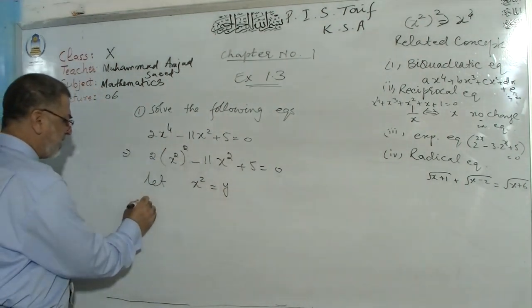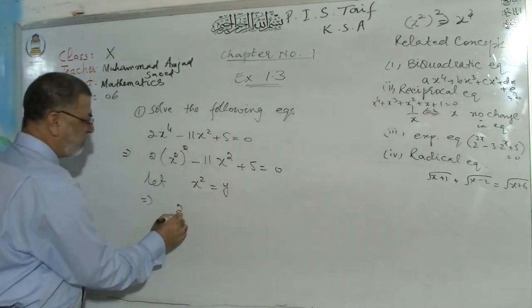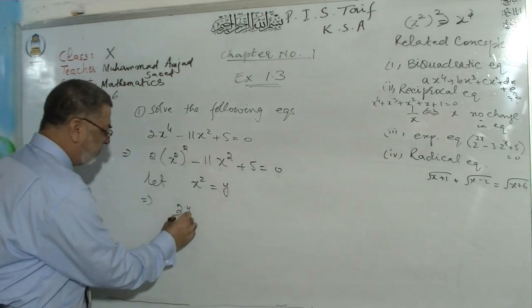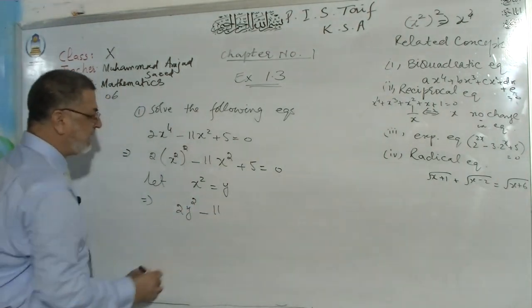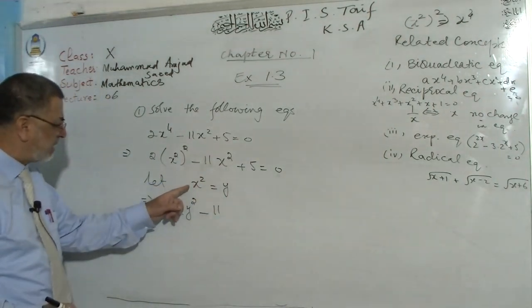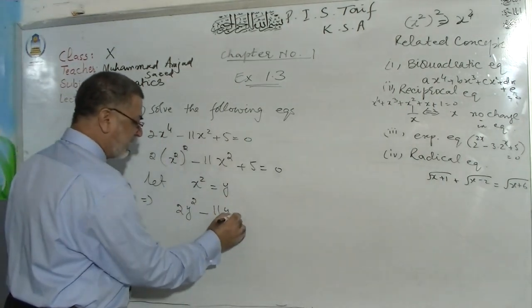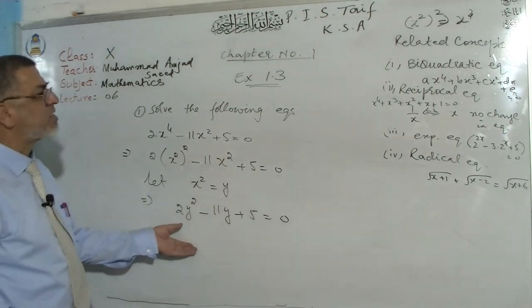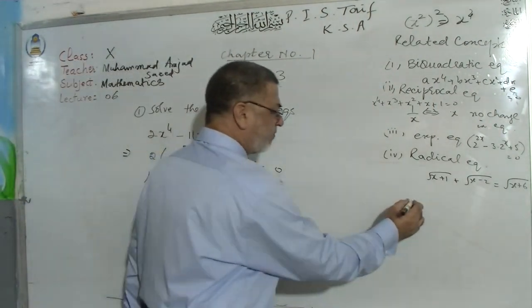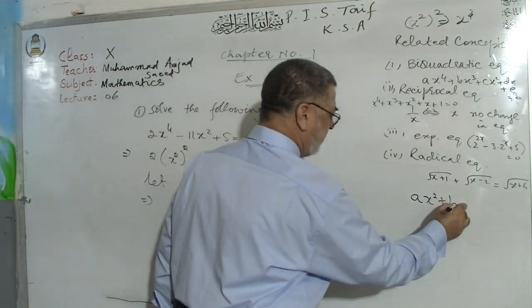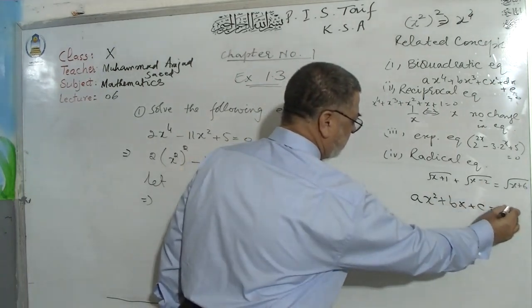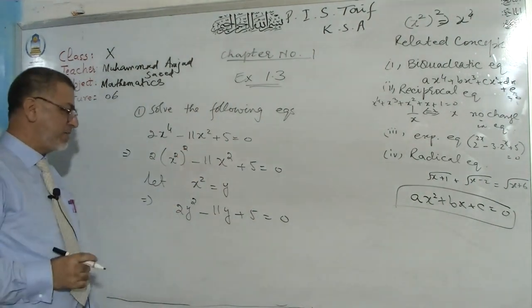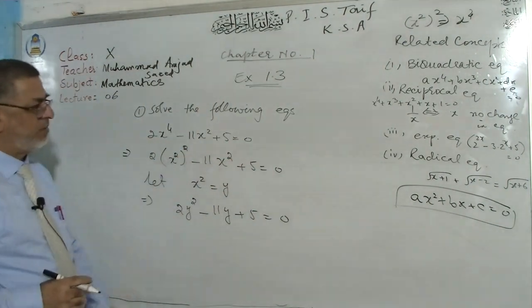So you can check, here is 2. Instead of x square you will put y. So it will be 2y square minus 11, x square is replaced by y, so minus 11y plus 5 is equal to 0. Now you can check, this is your standard quadratic equation. It was ax square plus bx plus c is equal to 0. We have converted this equation into this form.